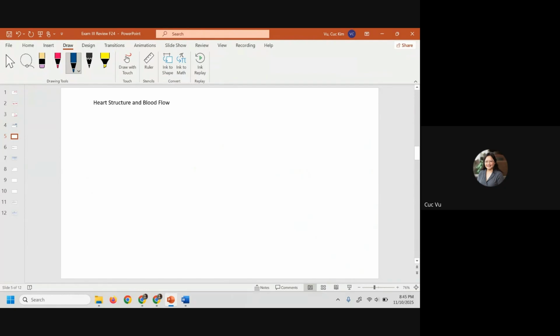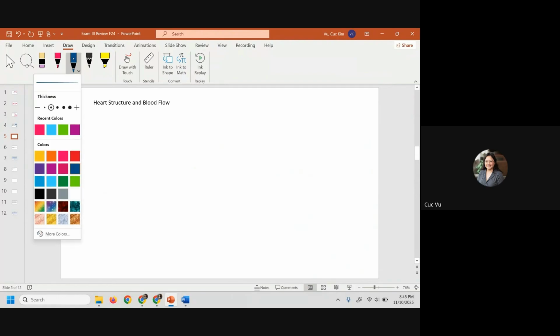So for the heart, it's nice because if you study the heart structure, automatically the blood flow comes with it. So let's do this. And if you can do this just from your memory, you're set.